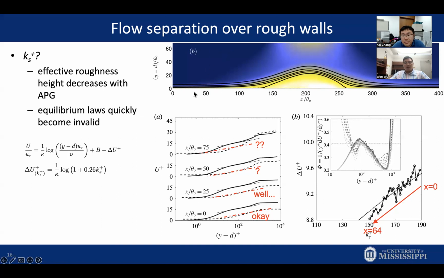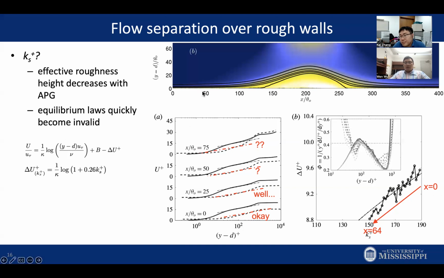This is at x equals 0, up to 75. As you can see, I'm not even looking at the separation region, only where the adverse pressure gradient starts to kick in and affect the flow. At x equals 0, you still see these two profiles are parallel. The rough wall still has a 1/kappa slope, and we can measure this downshift to get a KS plus. What we get is this KS plus is around 190, or 160, 170, something like that.